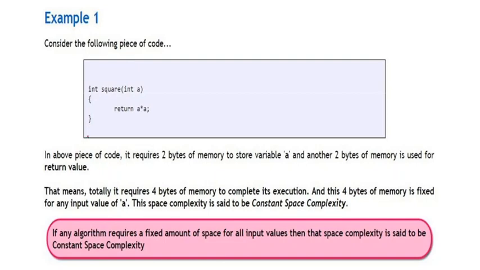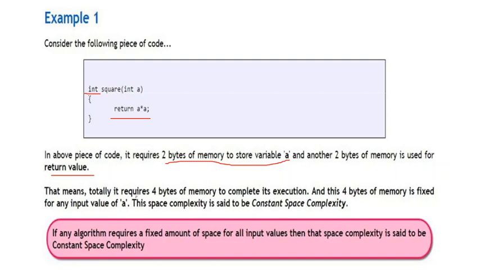So take the piece of code: int square of int a, and return a star a. So here we are defining an int. Int means, as we have discussed, int will take 2 bytes. So in the above piece of code, it requires 2 bytes of memory to store the variable a, and another 2 bytes of memory is used for returning the value. When it is taking the int, then you must return. Whatever amount of memory is taken by the declaration, the same amount of memory will be taken for the return, because we are returning the same data type. So that is 2 and 2, 4 bytes.